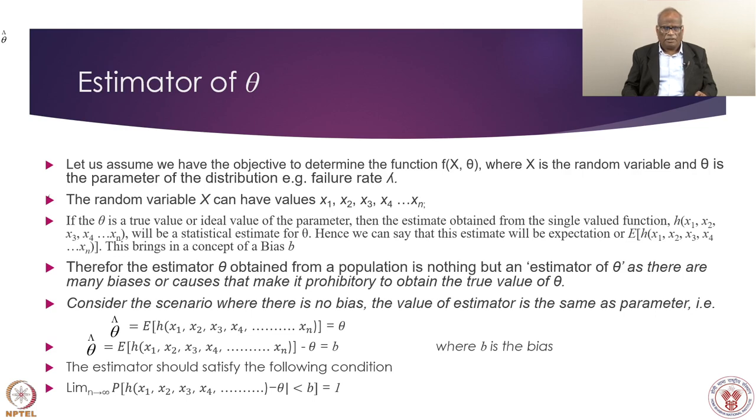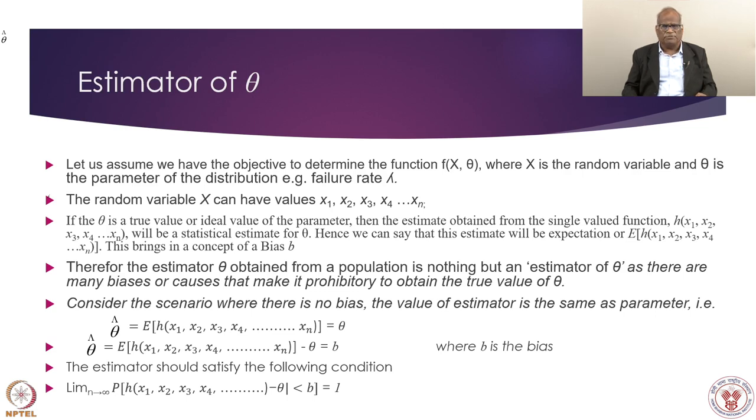Okay, so let us see here. Theta cap is equal to the expectation of a distribution comprised of x1, x2, x3, x4 observations, and that is equal to theta. So the expectation of theta cap is equal to theta. Now theta cap is having a value. If I take my theta to the left side, then some residual component is left, which is called beta. Beta is called the bias, as we have discussed.